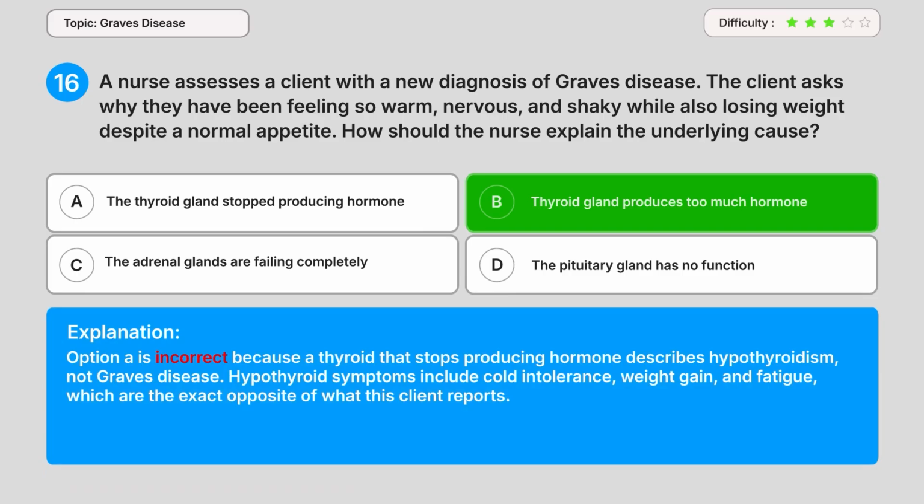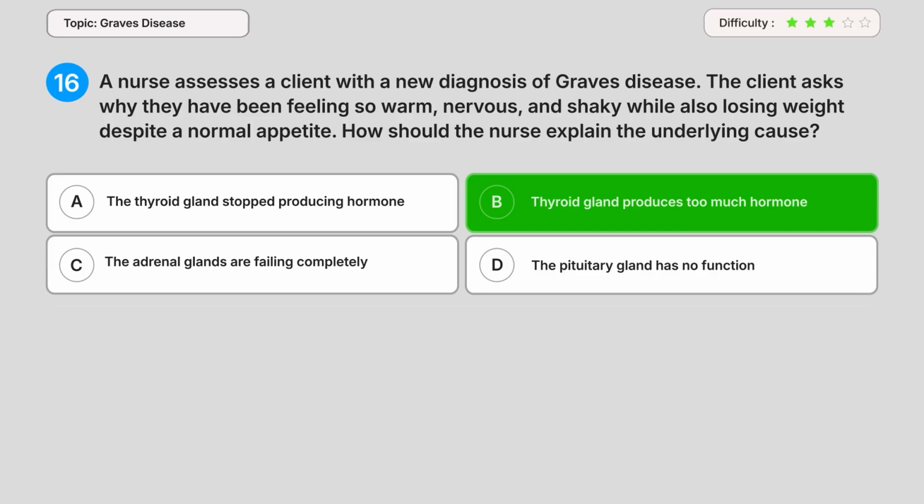Option A is incorrect because a thyroid that stops producing hormone describes hypothyroidism, not Graves' disease. Hypothyroid symptoms include cold intolerance, weight gain, and fatigue, which are the exact opposite of what this client reports.